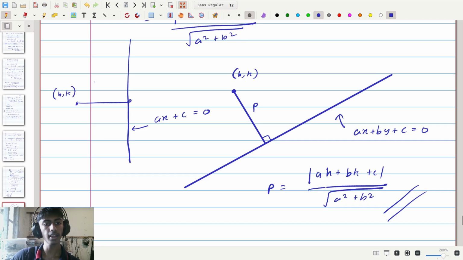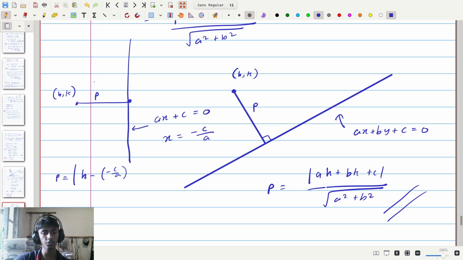Now then, here we have a line of this format. If we write this out, x is going to be equal to, taking this to the other side, negative c divided by a. So anywhere along this line, the x coordinate is equal to negative c divided by a. For this point, its coordinates are h comma k. Since this line is a vertical, the only things that are relevant for our length are the x coordinates h and negative c divided by a. So p is going to be the absolute value of the difference of h and negative c divided by a. So therefore, this is what we're looking for.